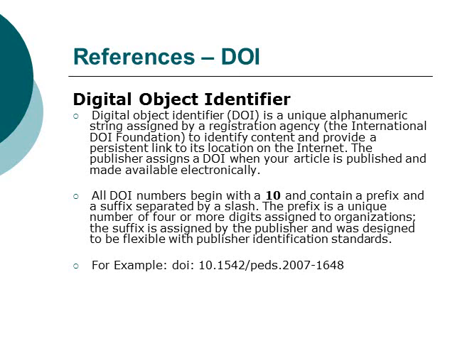The publisher assigns a DOI when your article is published and it's made available electronically. Note that all DOI numbers begin with a 10 and contain a prefix and a suffix separated by a slash. So the prefix is a unique number of 4 or more digits assigned to organizations, right? So specific journals might have their own prefix number. The suffix is assigned by the publisher and was designed to be flexible with publisher identification standards, right?